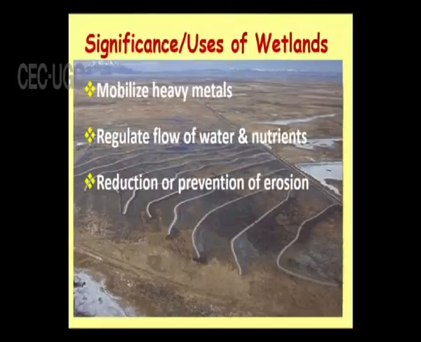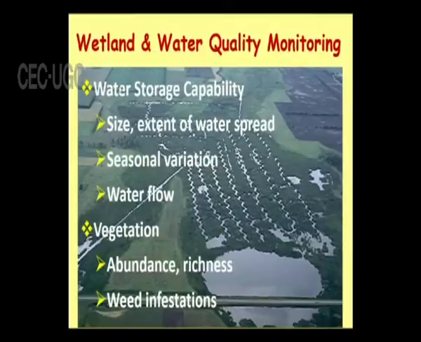And it is mobilizing the heavy metals, it regulates the flow of water and nutrients and the prevention of erosion. Actually, the background picture also, that is the wetland ecosystem only. So, you can understand what an important function that the wetland ecosystem is performing.